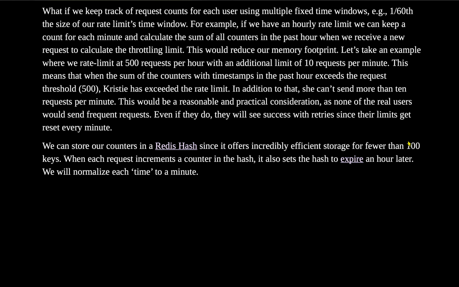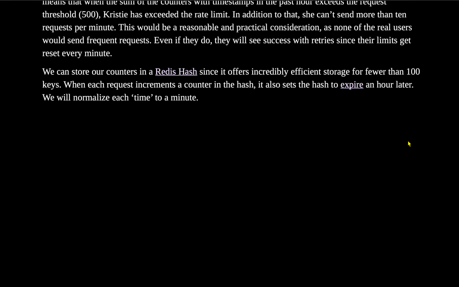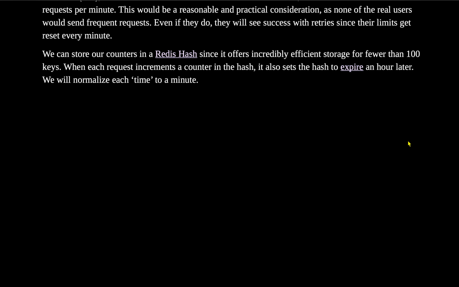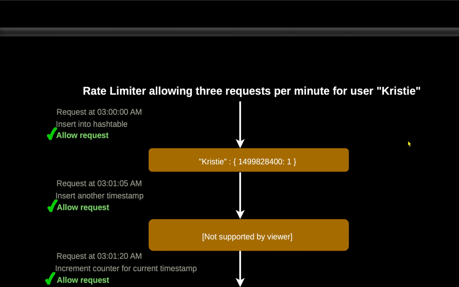We can store our counters in a Redis hash since it offers an incredibly efficient storage for fewer than 100 keys. When each request increments a counter in the hash, it also sets the hash to expire an hour later. We will normalize each time to the minute.